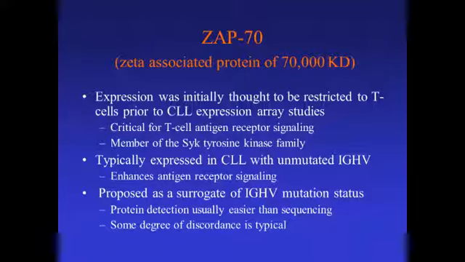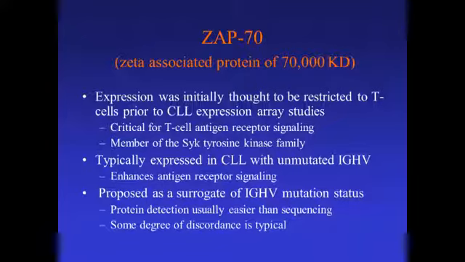Syk is in B cells, though. So anyhow, it's typically expressed in CLL cases with unmutated heavy chain genes, and it's thought to enhance antigen receptor signaling. At various points, it's been proposed as a surrogate marker, if you will, of immunoglobulin gene mutational status. There was some excitement that, since you can usually detect proteins much more easily than sequencing, you could develop a ZAP70 test and not have to deal with mutation analysis of immunoglobulin genes.